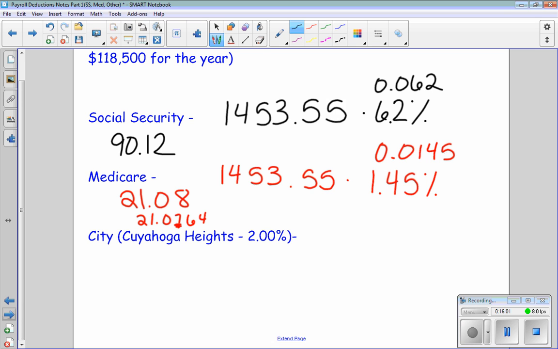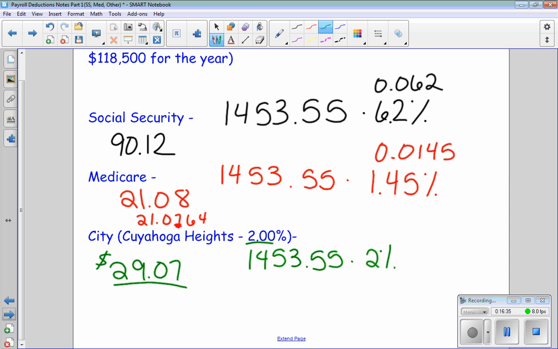City tax. I take my gross pay, $1,453.55, multiply it by whatever the city tax is. If you were in New Philly, it'd be 1.5%, but we are in Cuyahoga Heights, so it's 2%. So I'm multiplying by 0.02. You get $29.07. And there they are.